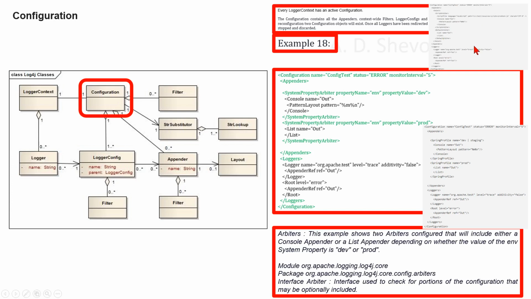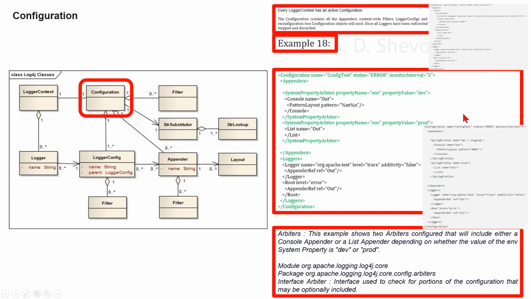Natively, Log4j contains a system property arbiter that evaluates whether to include the element based on whether a simple property is null or has a specific value. A class arbiter makes a decision based on whether the specified class is present, and the script arbiter makes this decision based on the result of the script configured with it.